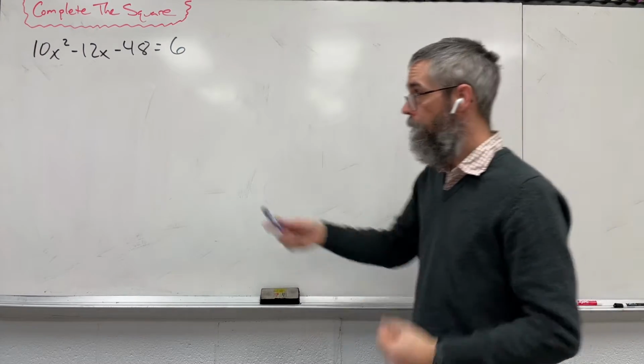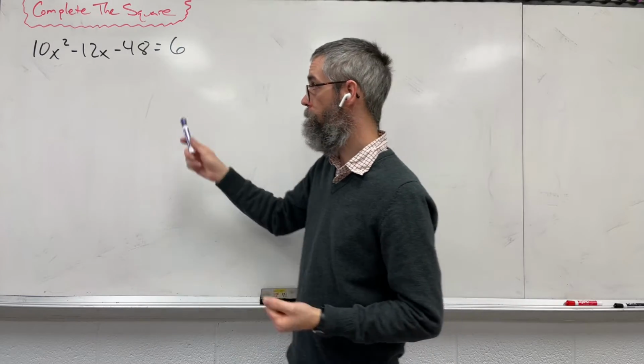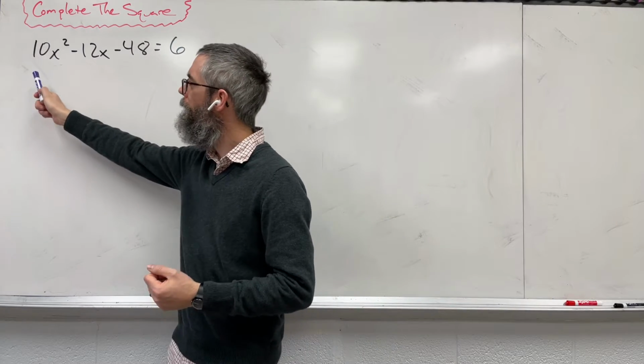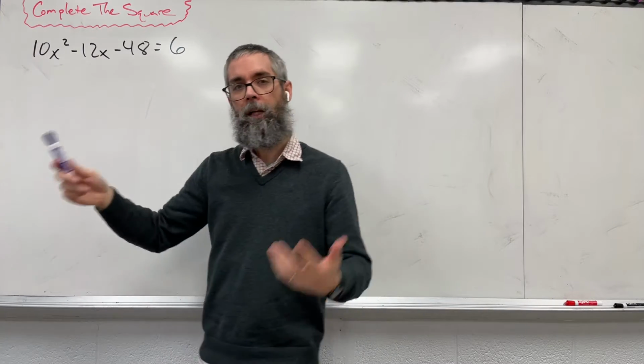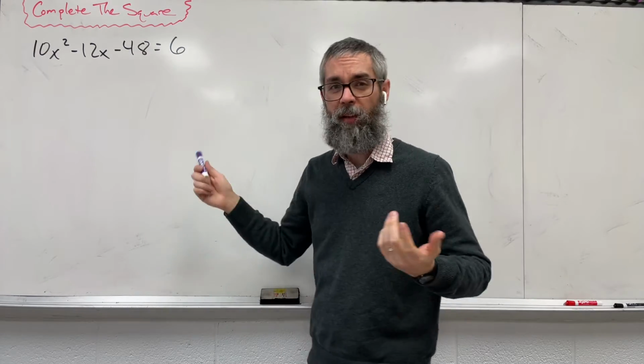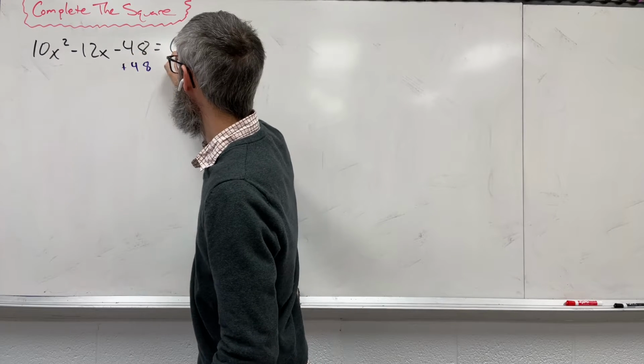So in order to get there, I need to take this whole left side of the problem and turn it into a perfect square. In order to do that, I'm really going to have to focus on two things. I've got to move this 48 to the other side, and then I have to get this 10 and turn it into a 1. So let's move the 48 to the other side for right now.